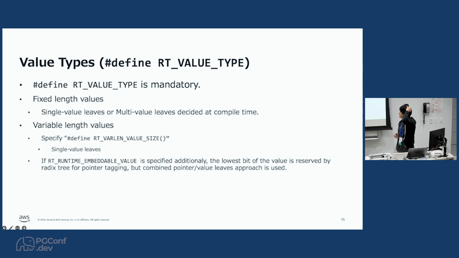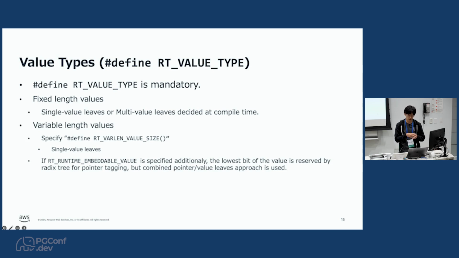In addition to this parameter, if we specify the RT_VALUE_SIZE macro, it means we use variable length values. This macro has to dynamically calculate the value size and then return it. In this case, internally we use single value leaves, so we always allocate a new extra leaf node to store the value.